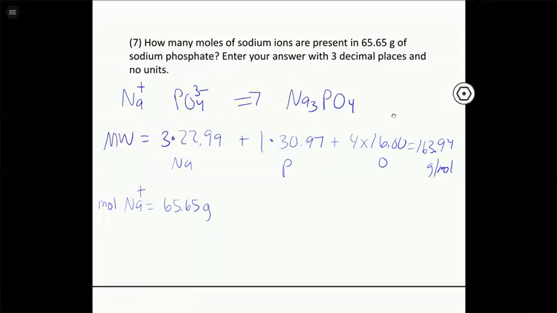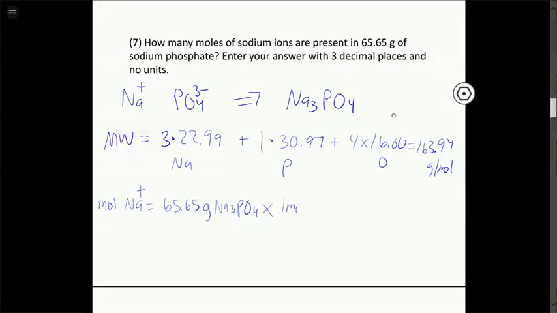All right, 65.65 grams of sodium phosphate. And then we want to convert into moles, so we use the molar mass. 1 mole of sodium phosphate has a mass of 163.94, so we want to divide by that to cancel out grams. Now, very often people will stop here, but this is where it's helpful to label everything very clearly.